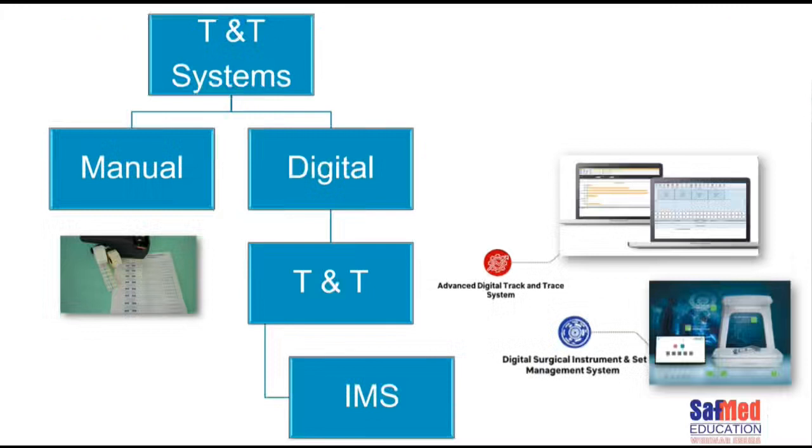If you remember from last week, as I said, tracking and trace systems can be divided into two main categories or subcategories, that of a manual system and that of a digital or a computerized system. When it comes to the computerized systems, we can further isolate them or categorize them as those that focus on tracking and tracing, those that focus on instrument management. Sometimes they can do both, or perhaps they're standalone entities.